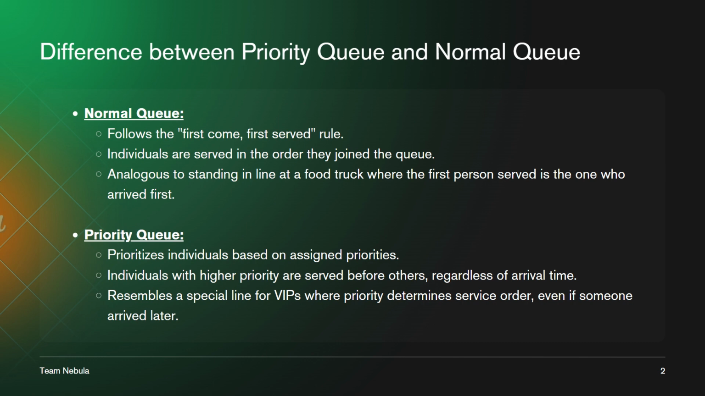But in a priority queue, it's a bit different. The important thing here is the priority attached to each of the items. The one with the highest priority gets served before the others. It's like a special line for VIPs. So even if someone arrived later, if they have higher priority than others, they get served first.